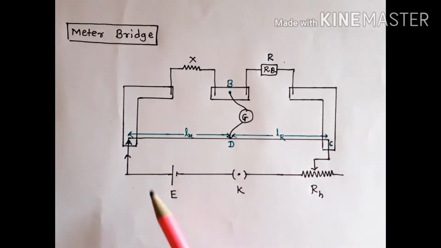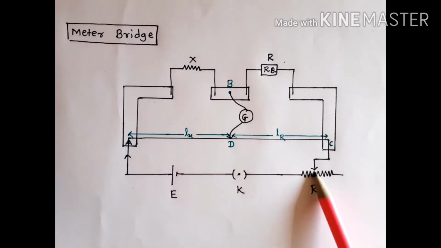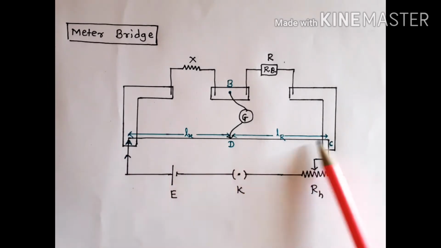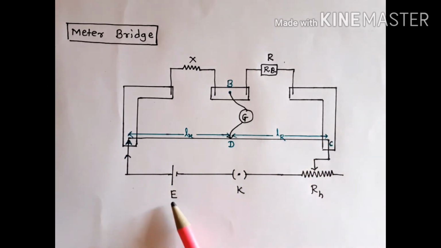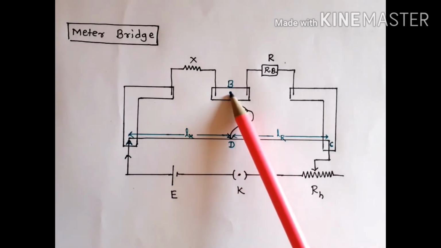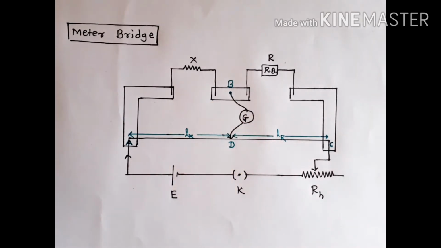A battery of EMF E, plug key K, and rheostat RH are connected in series across the points A and C. The jockey is connected to point B through a galvanometer.